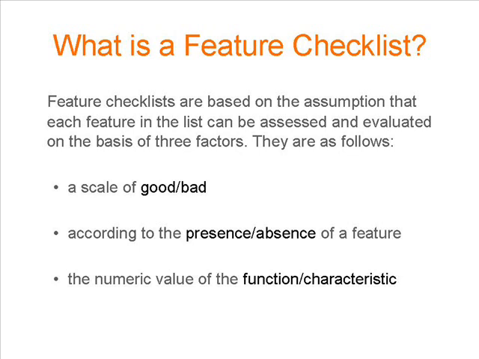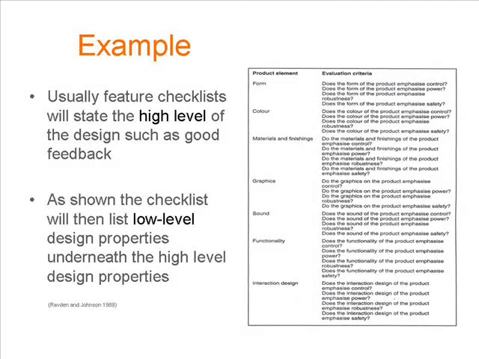Here, investigators manipulate the product to see if it is possible to discover the chosen feature, and again to rate how easy finding the feature was on a scale of 1 to 10. The numeric value of the function or characteristic. This is where investigators rate the overall importance of the feature.